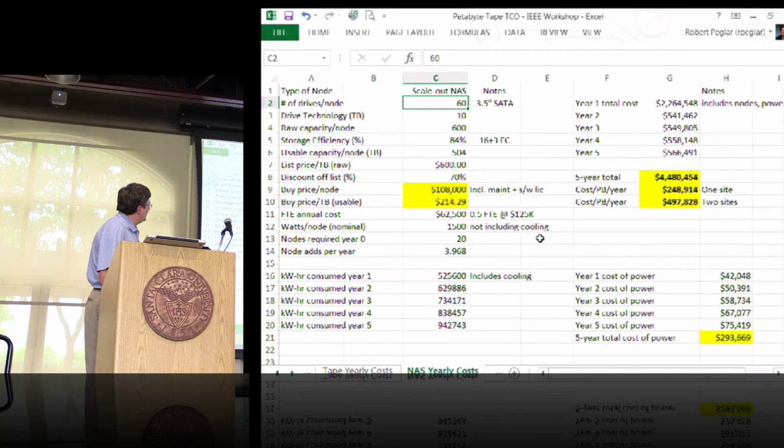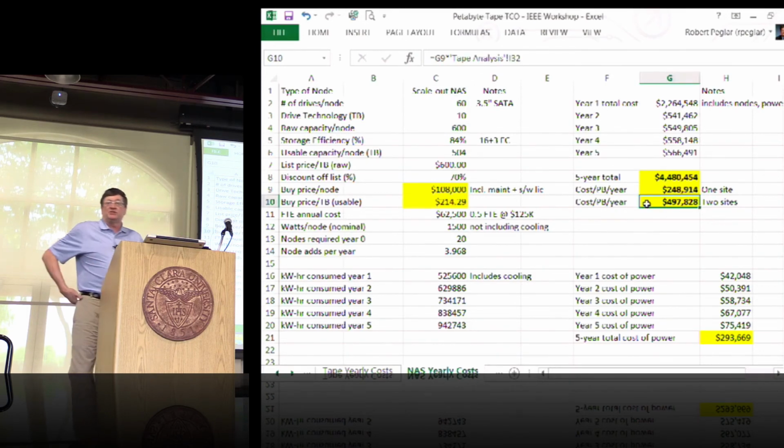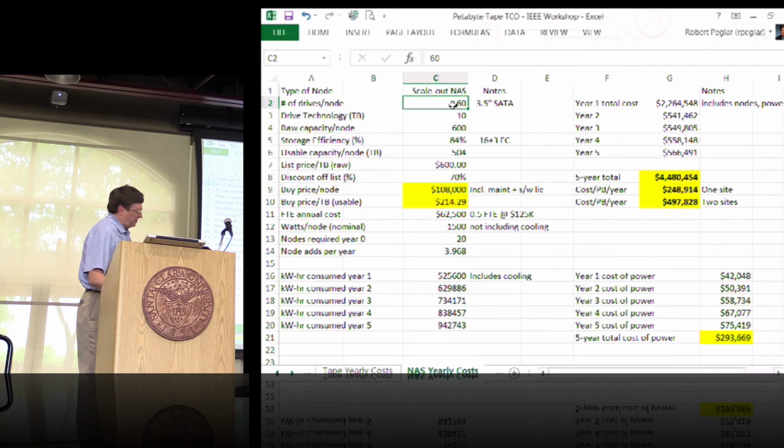So notice that it actually does cost you more to run, or for this customer, it would cost them more to run scale-out NAS with rotating disk at these parameters, which are very common. And I can plug in any parameter I want. 60 drives a node, 10 terabyte, so fairly deep rotating disk, and you can see the rest. And by the way, a 70% discount off of list.